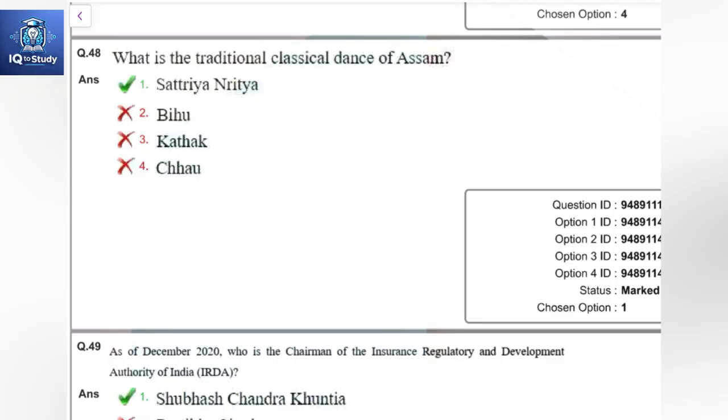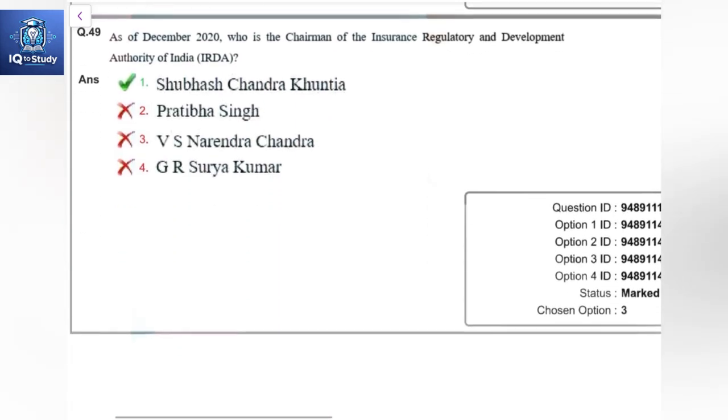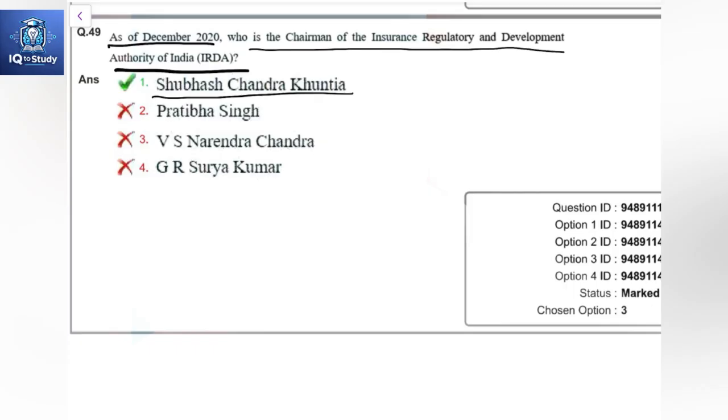What is the traditional classical dance of Assam? Satriya Nritya. As of December 2020, who is the chairman of Insurance Regulatory and Development Authority of India? Subhash Chandra Khuntia. It was according to 2020 December.